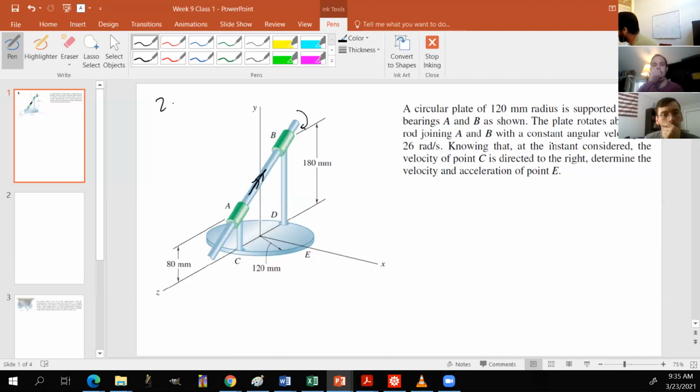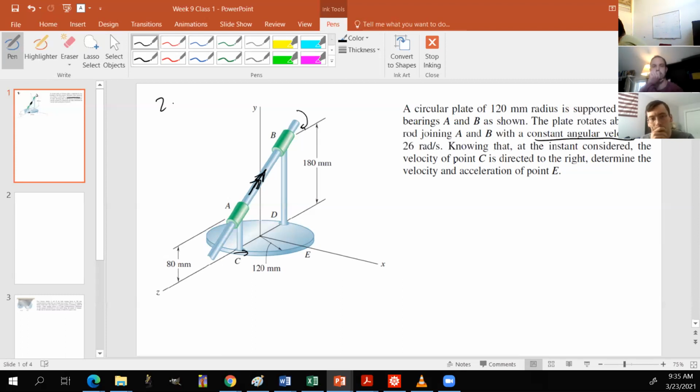And you're told that it's moving with a constant angular velocity of 26 radians per second. You're told that, at the instant considered, the velocity of point C is directed towards the right. So it's saying that this point is moving this way. Basically, this means that if your thumb is pointing in the direction from A to B, your fingers are curling that way. So this is the axis of rotation, basically. Do you guys understand that?